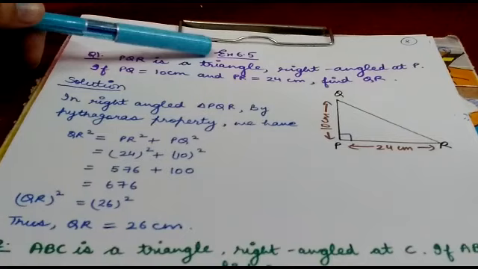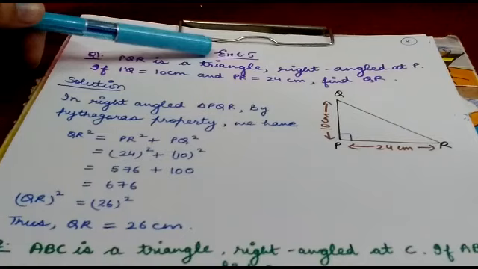The Pythagoras property says hypotenuse square is equal to perpendicular square plus base square. So hypotenuse is QR, perpendicular is PQ, and base is PR. So we can write H square is equal to B square plus P square. Now, the value of PR is 24, so replace PR by 24 here, and PQ is 10, so replace PQ by 10, 10 square.